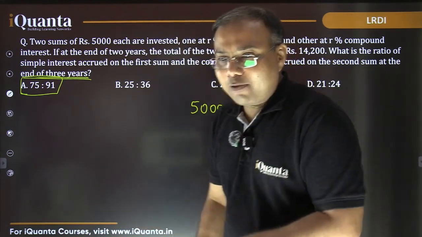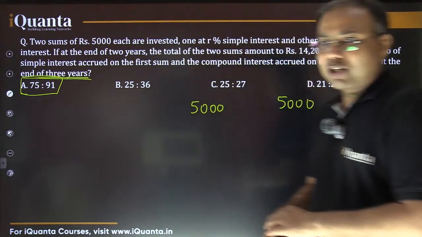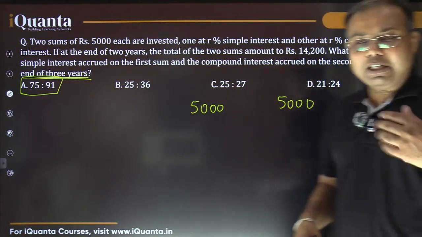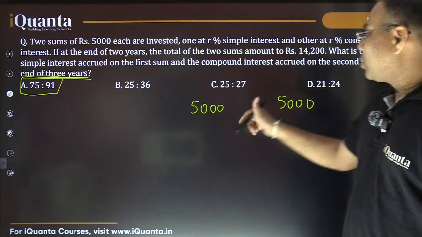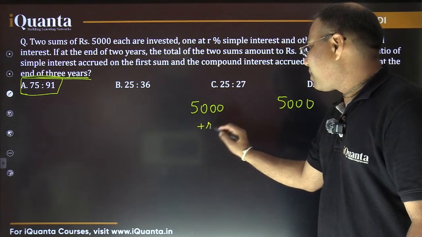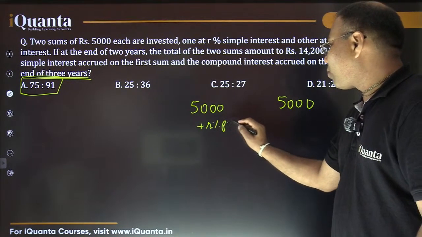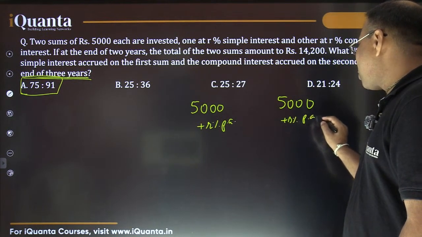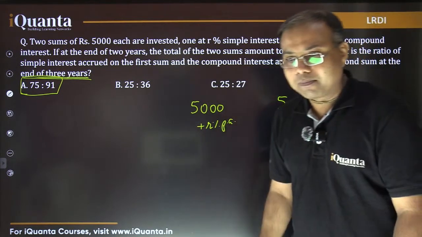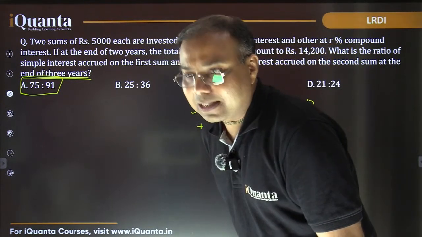I'm not going to make any equation. As I said, just check with the numbers, play with the numbers. So 5,000 and 5,000, on both we get R% interest at R% per annum, of course. How much is this R%? That I do not know because the value of R is not given. Yes, now R comes out to be 20.